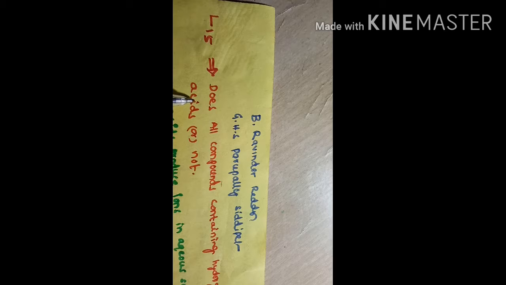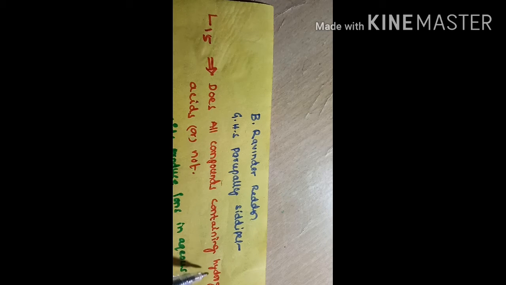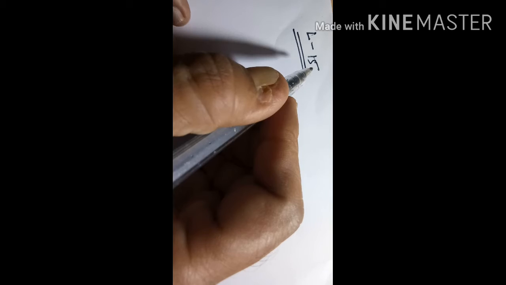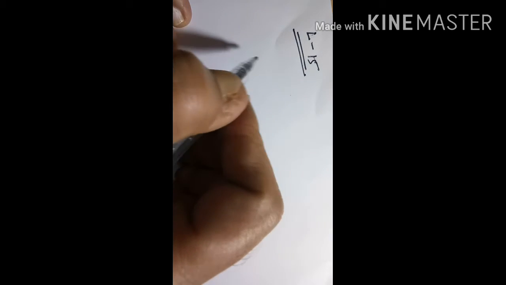So now let us go to the class. We are at lecture number 15. Do all compounds containing hydrogen behave as acids or not? Along with this, we are going to decide whether the given solution can pass current through itself or not. If it passes current through itself, we can say it has ions. If it does not pass current through itself, we can say it doesn't have ions. Next, in order to know this, we should do an experiment.